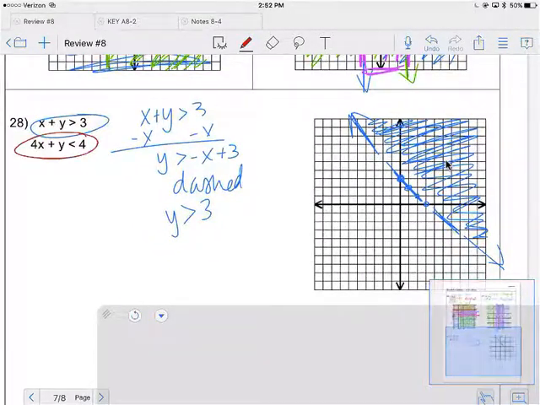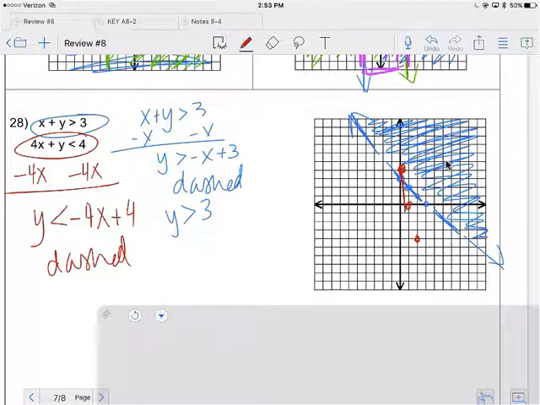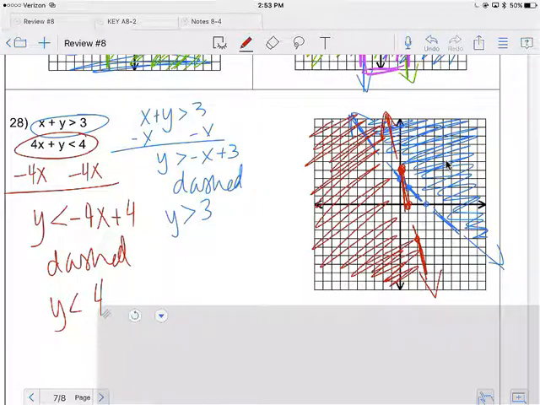My other line also needs to be solved, so I move the 4x to the other side. Y is less than -4x plus 4, and because Y is by itself, now I can graph. So I go up to 4, and then I go down 4, right 1, down 4, right 1. This is also a dashed line. Y is less than 4. Less than means lower than, so we shade underneath the 4. Underneath the 4 would be down on the y-axis. And my solution set is this triangle in here where my colors overlap.